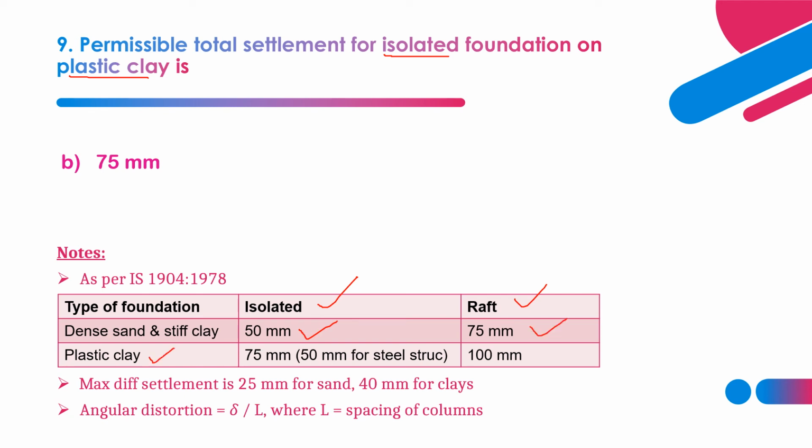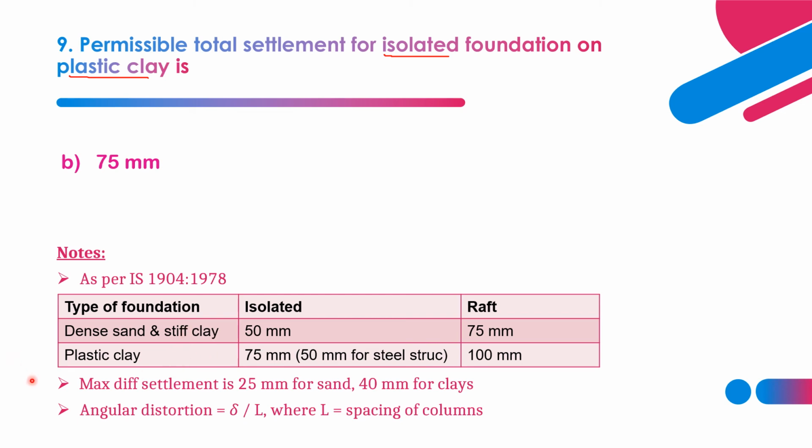For plastic clay, in an isolated foundation, 75 mm is the allowable settlement value, but there is an exception for steel structure. For steel structure, it is only 50 mm. For others like RCC and various other structures, it can be 75 mm. For raft foundation, it is 100 mm. So this is how we have to refer to the IS code to get the allowable settlement value.